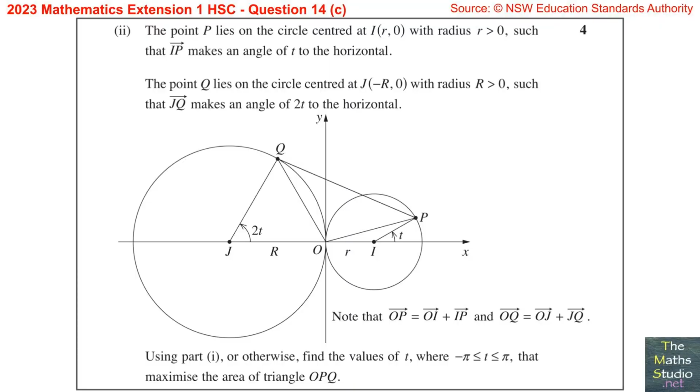Part 2. The point P lies on the circle centered at (r, 0) with radius r greater than 0, such that vector IP makes an angle of t to the horizontal. The point Q lies on the circle centered at (-R, 0), with radius capital R greater than 0, such that vector JQ makes an angle of 2t to the horizontal. Note that vector OP equals vector OI plus vector IP, and vector OQ equals vector OJ plus vector JQ. Using part 1 or otherwise, find the values of t, where t is greater than or equal to negative pi and less than or equal to pi, that maximize the area of triangle OPQ.